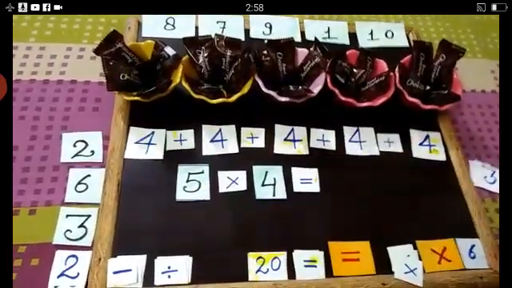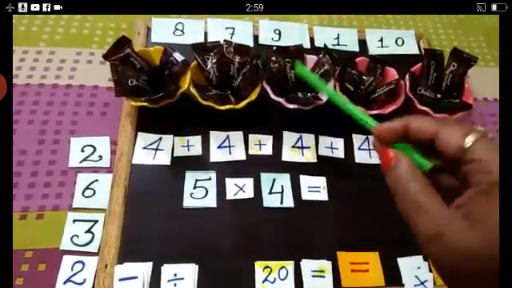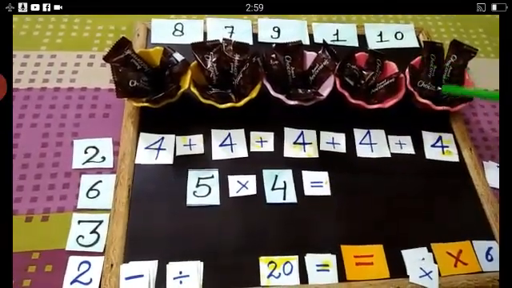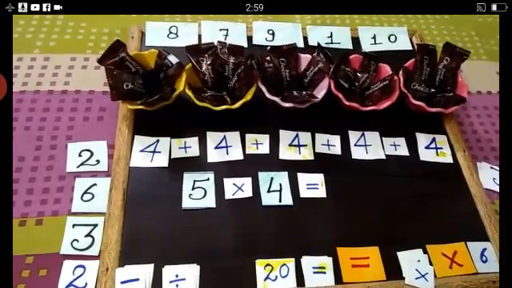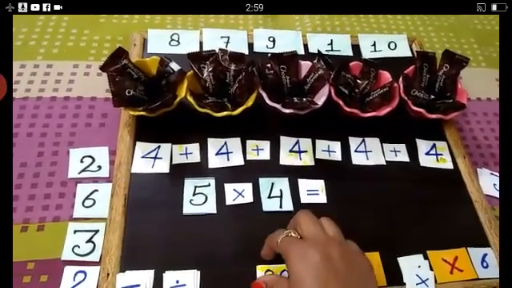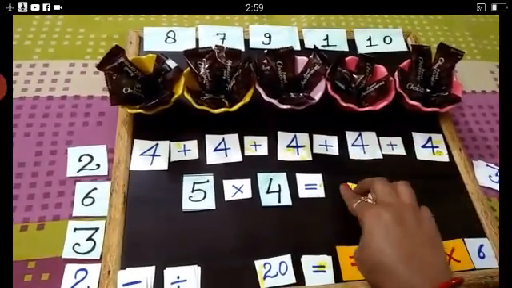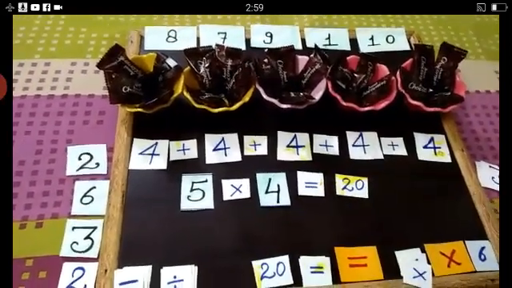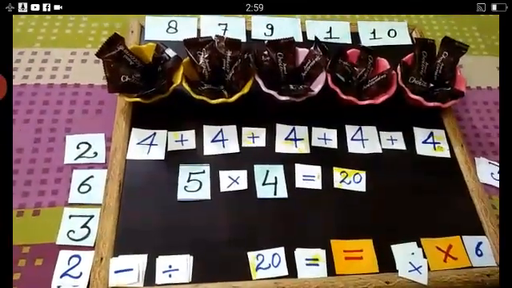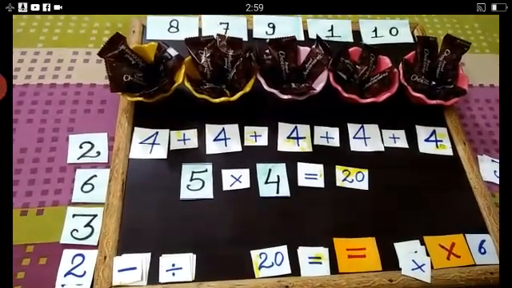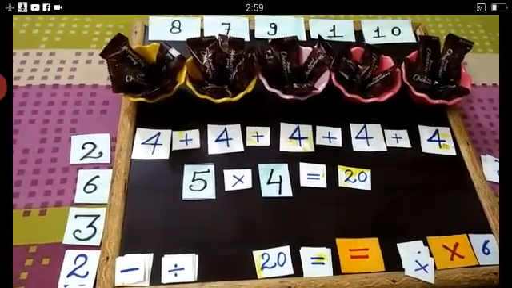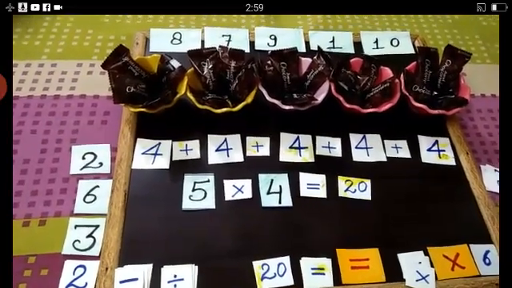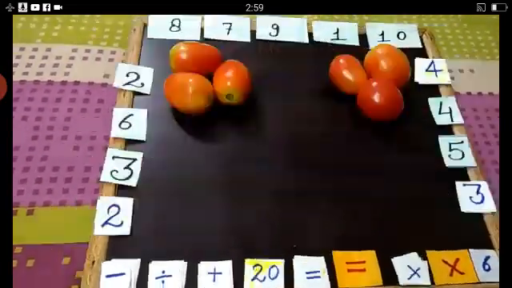1, 2, 3, 4, 5, 6, 7, 8, 9, 10, 11, 12, 13, 14, 15, 16, 17, 18, 19, 20. So 5 times 4 is equal to 20. This is 20, so write 20 here. In this way you can get the number 20 in simple repeated addition form as well as multiplication form. So let's see one more example.